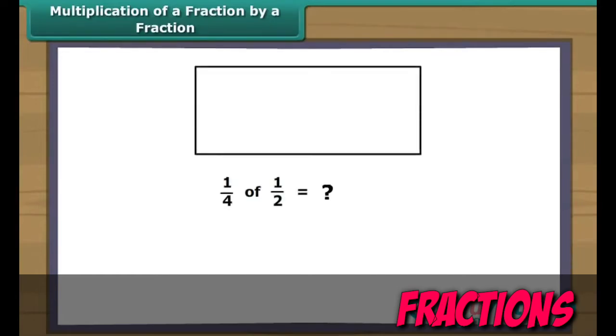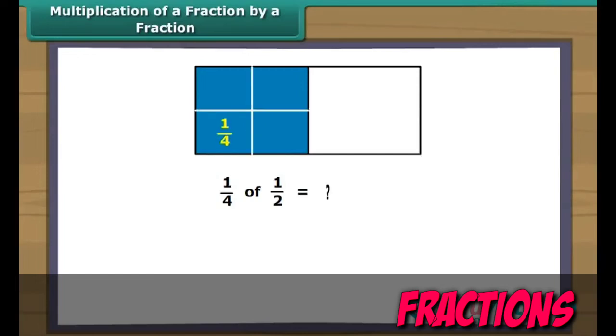Multiplication of a fraction by a fraction. Let us now learn how to find the product of two fractions like 1/4 of a half. The shaded portion in the figure represents half of the whole part. Taking out this part and dividing it into 4 equal parts, we get a figure in which each part represents 1/4 of a half. 1/4 of a half means 1 upon 4 multiplied by 1 upon 2. This is equal to 1/8.